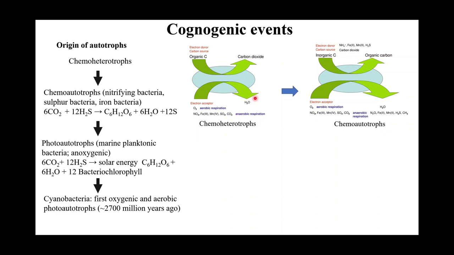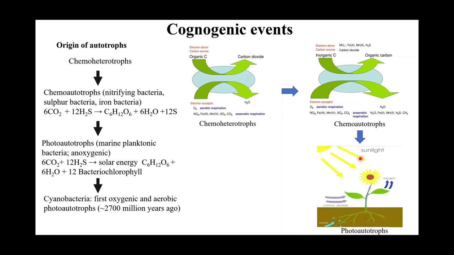by other organisms. Now, chemoautotrophs then went ahead to become photoautotrophs. These people were using chemical energy. These people started using light as a source of energy to carry out these interactions. They use light to produce the organic compounds and water. And then they evolved to become cyanobacteria, who had the first oxygen.